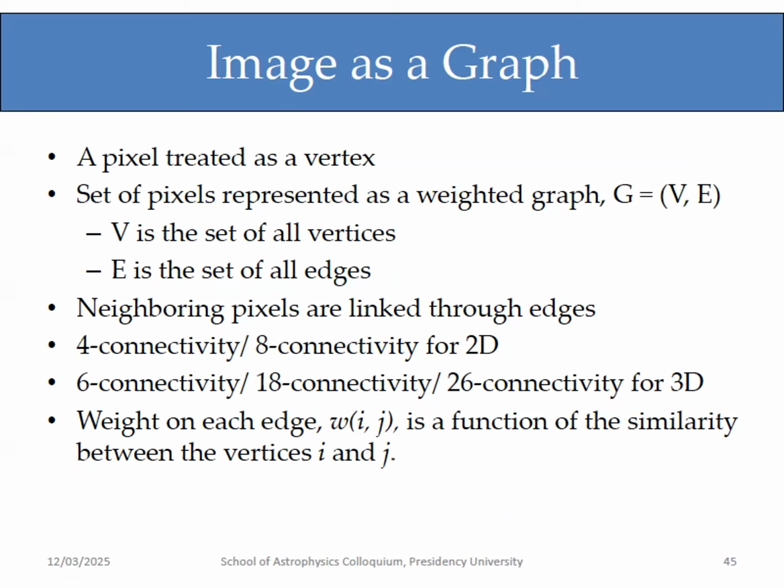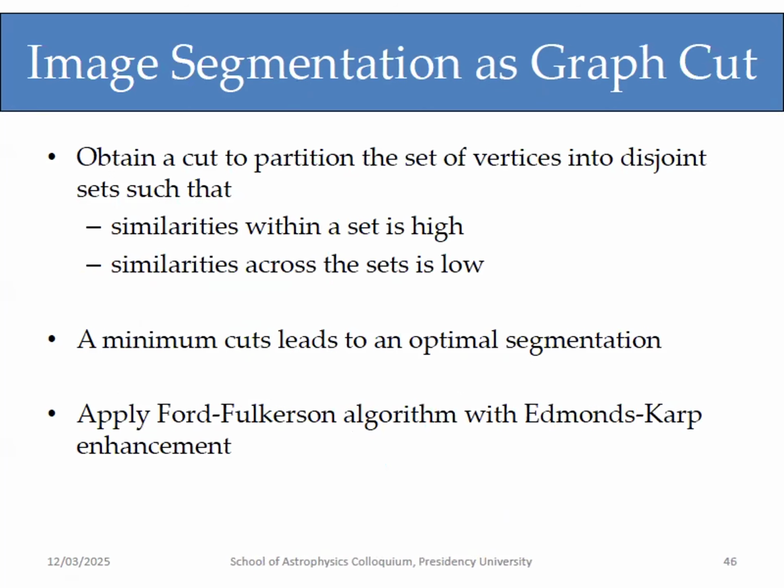We used 26 connectivity in 3D. You can think of a voxel as being in the center of a cube, and then you connect it to the other voxels at the vertices of the cube. Then you can build a weighted graph. You can put a weight on each edge as a function of similarity, because each voxel will have an intensity value. You can build a function with that, and then obtain a cut to partition the set of vertices.